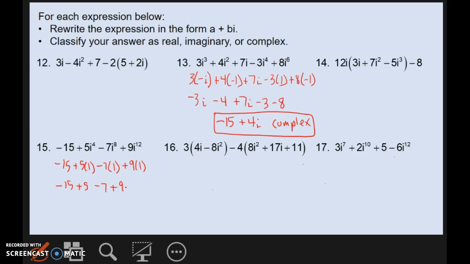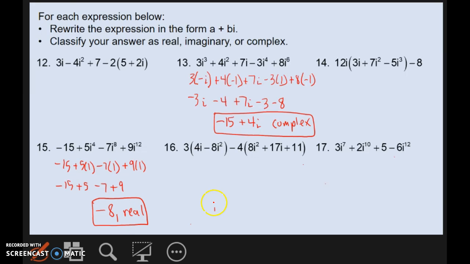So I'm just going to look to put those together. It looks like I have no imaginary numbers left, which I might have been able to quickly identify because of all those even exponents. So negative 15 and 5 is negative 10. Take away 7, that's negative 17. Add 9, I get negative 8, which is a real number.